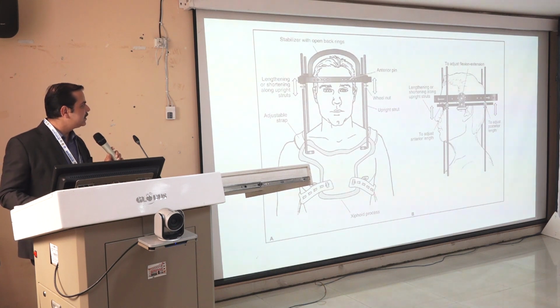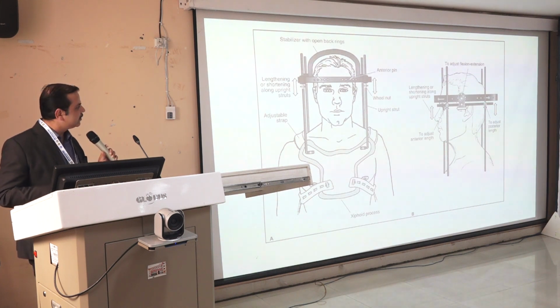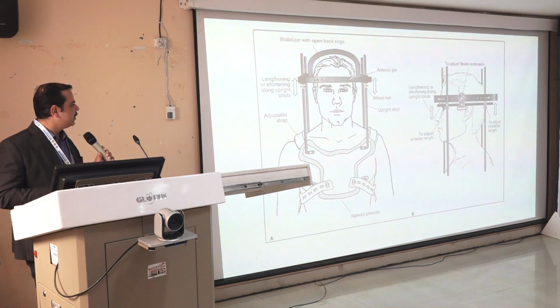How we apply it, you can see it here. We apply the halo just on the frontal and occipital aspect. The main pillar is there. It is supported by the rod, which is attached to the vest on the chest.